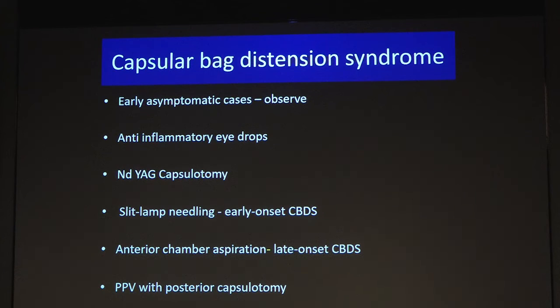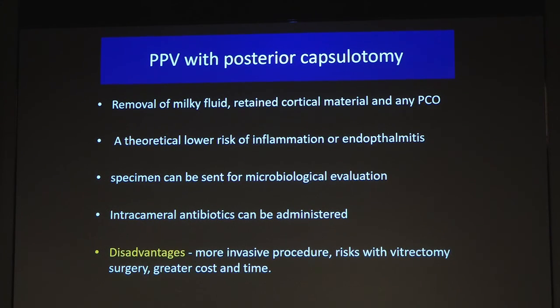Nd:YAG capsulotomy definitely helps, but one thing with Nd:YAG capsulotomy in capsular distension syndrome is that sometimes it can induce inflammation. Whatever fluid is there in the bag can go into the vitreous cavity and induce inflammation. Sometimes a slit lamp needling itself can be enough to bring out the fluid. Anterior chamber aspiration and capsulectomy you can also do via the pars plana route. The disadvantage with pars plana vitrectomy and posterior capsulectomy is that it is a more invasive procedure. But you can get rid of the fluid completely, so the vitreous inflammation and the contents going into the vitreous cavity will be reduced.